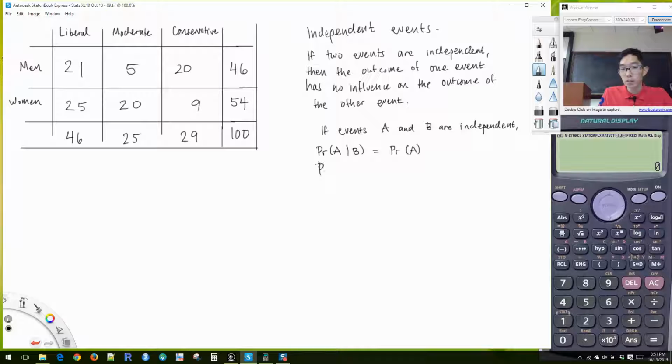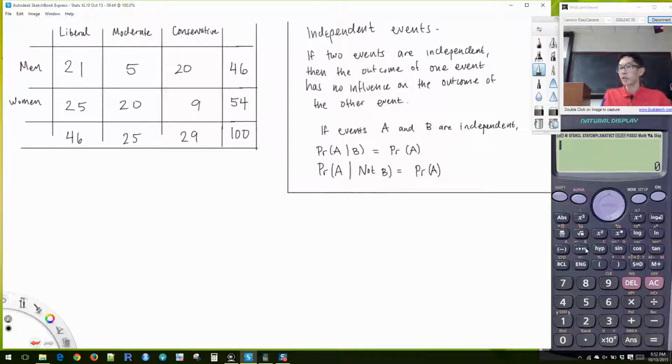Okay? So likewise, the probability of A given that we know B has not happened. So if we know not B, what is this going to be? Same answer, probability of A. So whether event B has or has not happened, the probability of A happening is just the probability of A. All right. Does that make sense? Yes?